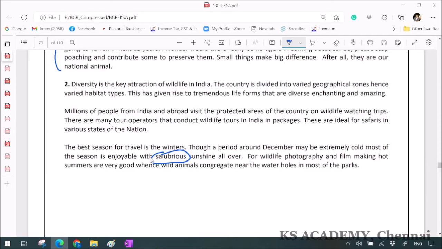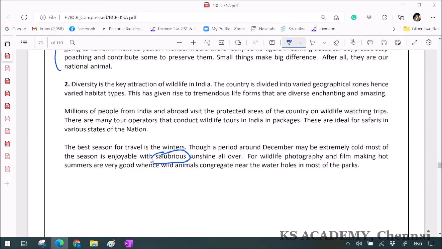First line you see, first one by one we'll go. Varied geographical zones and habitat types has led to. Instead of 3 words, I can simply say leads. Or rather, has led can be converted to leads to. Instead of has led to, I can make it leads to. Varied geographical zones and habitat types leads to diversity of wildlife, comma, a key attraction in India. That's okay.